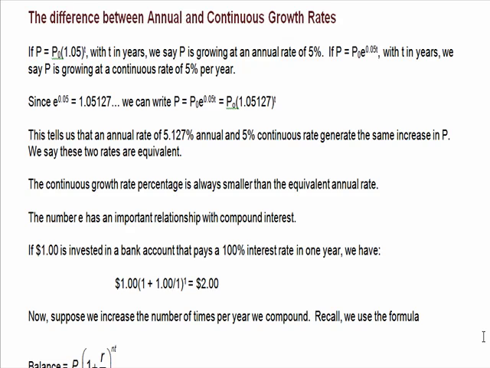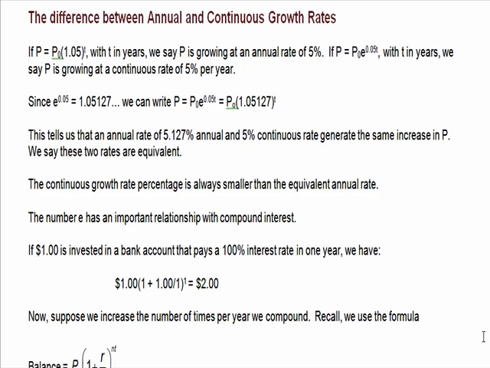So notice e to the 0.05, as we would expect, because we're compounding continuously, earns us a greater rate than just the 5% does. Notice, by the way, that the continuous growth rate percentage is always smaller than the equivalent annual rate. So in other words, you get more bang for your buck doing continuous growth than you do with annual growth.